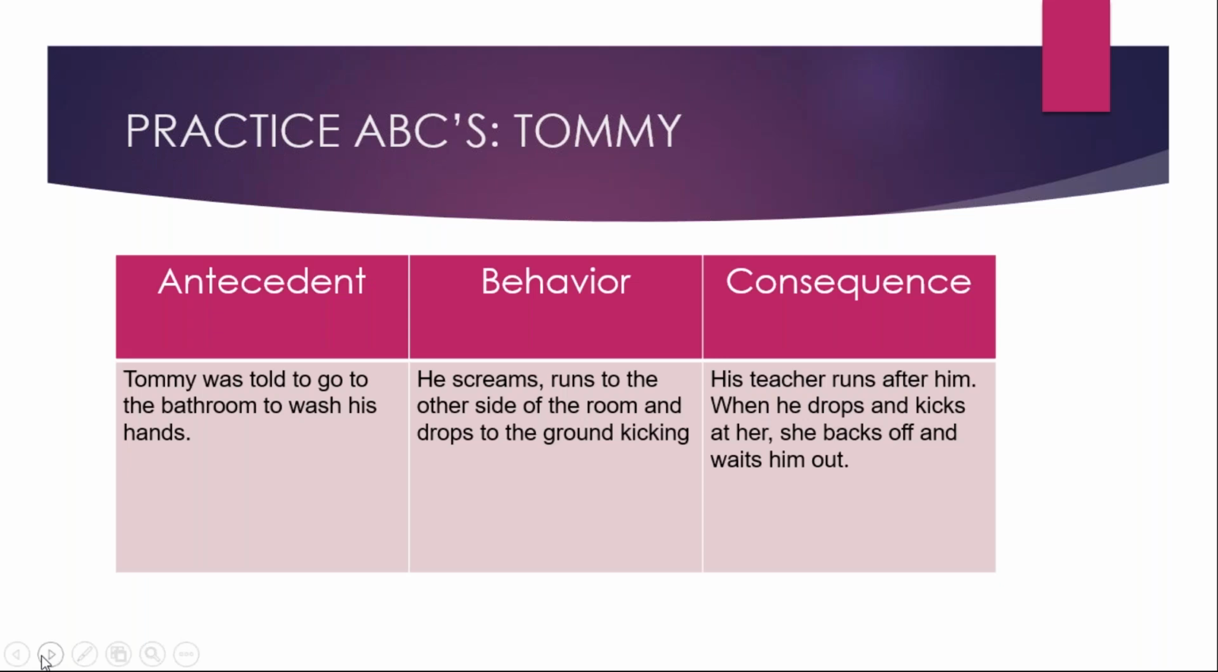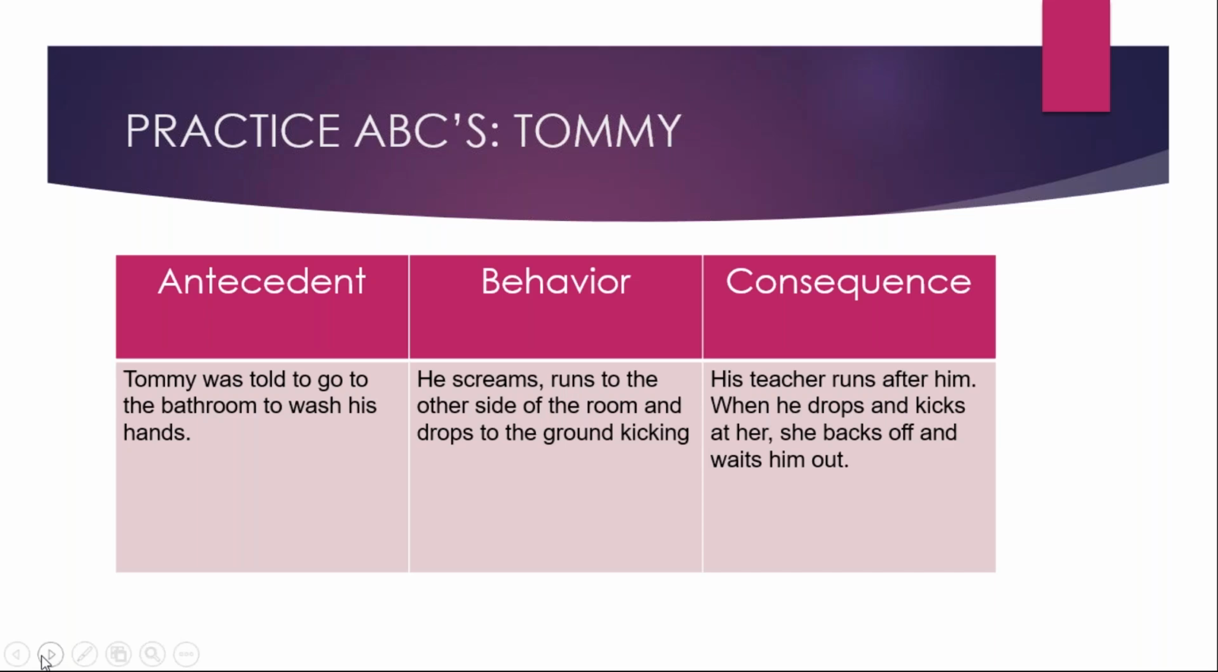All right, so now we're going to discuss the ABCs of Tommy's behavior. Antecedent, like we said, is anything that happened prior to the behavior taking place. In this scenario, the antecedent was Tommy was told to go to the bathroom to wash his hands. That was the very first thing that happened. The behavior would be he screams, runs to the other side of the room, and drops to the floor kicking. It's clear. We can visualize that, very clear, as our behavior should be.